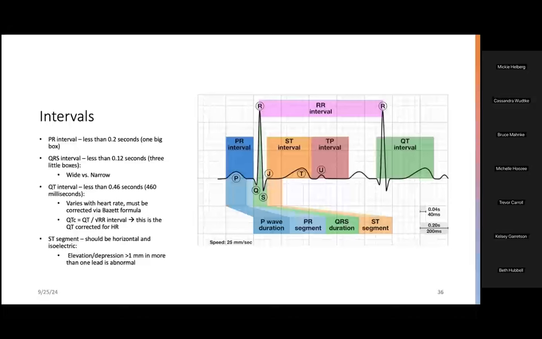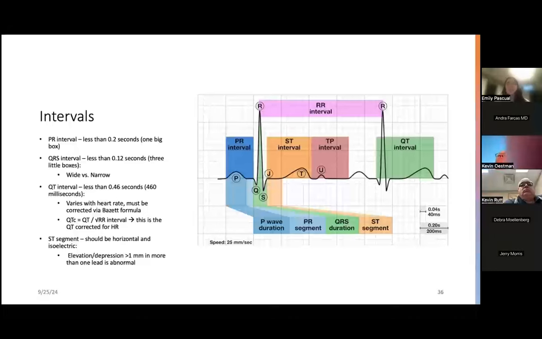And then the QT interval should be less than 460 milliseconds. That's a blanket number, and it can vary a little bit based on gender. One thing to remember about the QT interval is it varies with heart rate. If your patient is tachycardic or bradycardic, that's going to affect what the QT interval actually is, so we call that the QTc, the corrected interval: the QT corrected for the heart rate. And then the ST segment should be horizontal and isoelectric. Elevation or depression of more than 1 millimeter in more than 1 lead is abnormal.